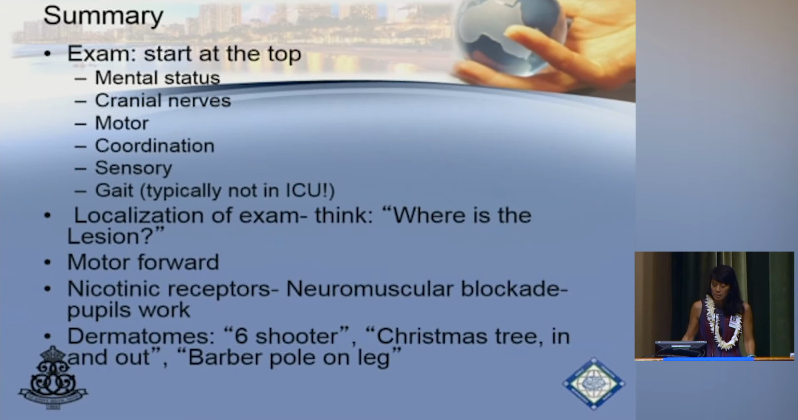Okay, so that's the summary, and in my last few minutes we're going to go into, hopefully, the fun part of this. But just remember the exam starting at the top. You start with mental status, you work your way down the cranial nerves, then we do motor, coordination, sensory, and gait. But in the ICU, we aren't walking the patients immediately. During the examination, you're thinking, where is the lesion? And then little tips to remember: motor forward, so the frontal cortex is motor. Behind that, the postcentral gyrus is sensory. The nicotinic receptors are what's blocked with your neuromuscular blockade, but the pupils work. And then your dermatomes: 6-shooter, that Christmas tree in and out, and then the barber pole in the leg. If you remember those, then you can get through this.